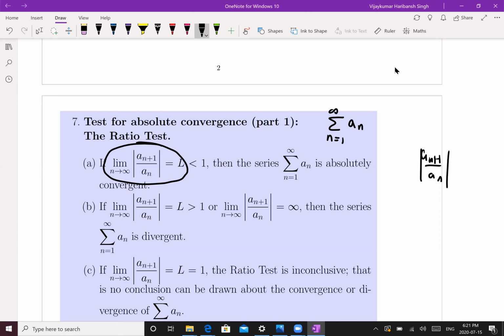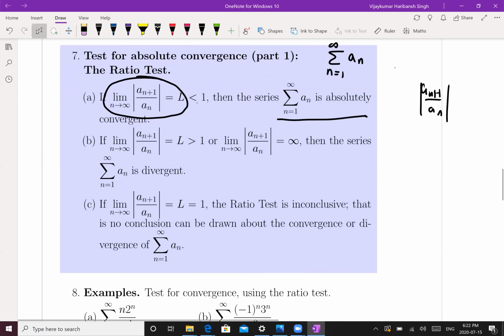Now, based on this L, if L is less than 1, then this series is absolutely convergent. If L is greater than 1, then the series is divergent. Not just an absolute divergence or something, it is divergent, period. And if the limit as n goes to infinity of a(n+1) upon an, which is L, is 1, then the ratio test is inconclusive. That means the test fails.